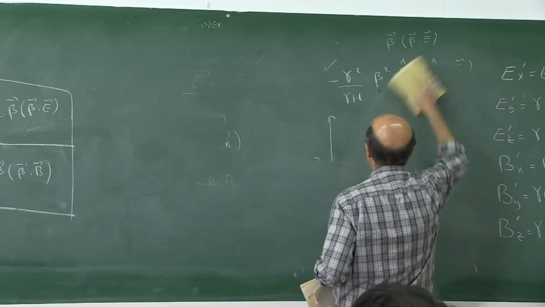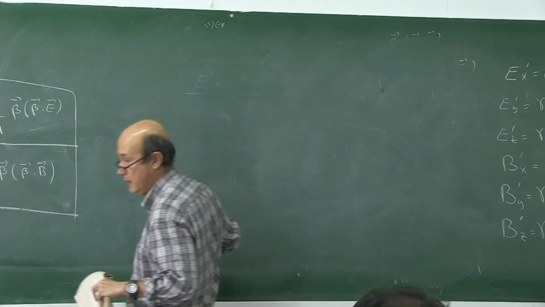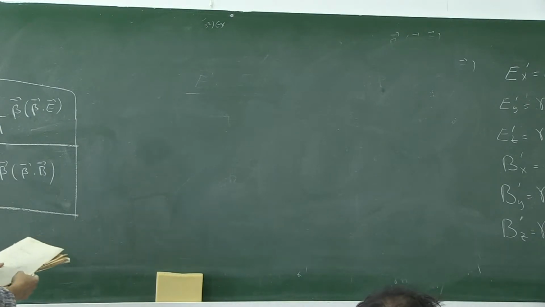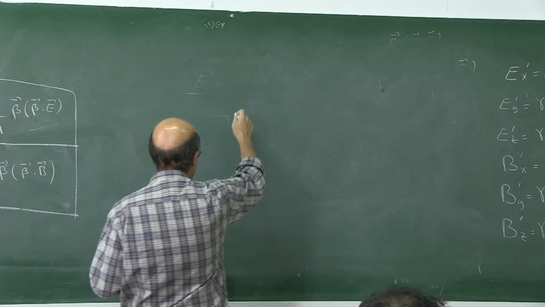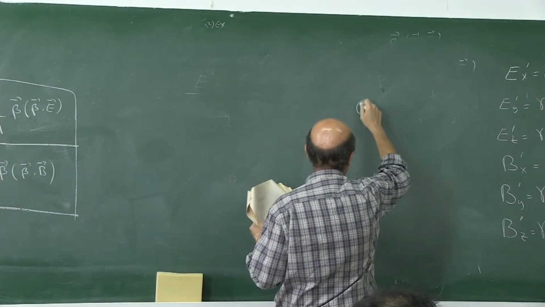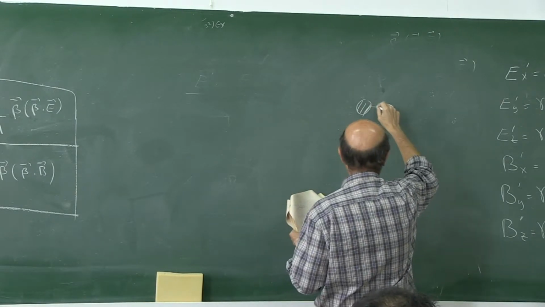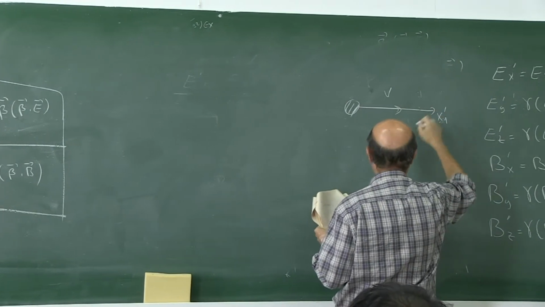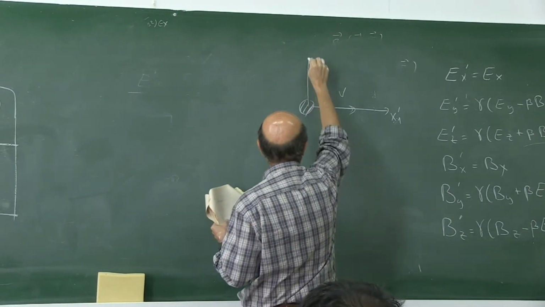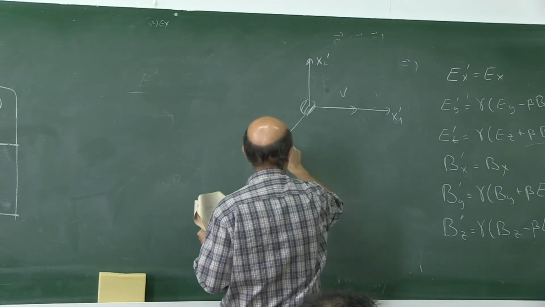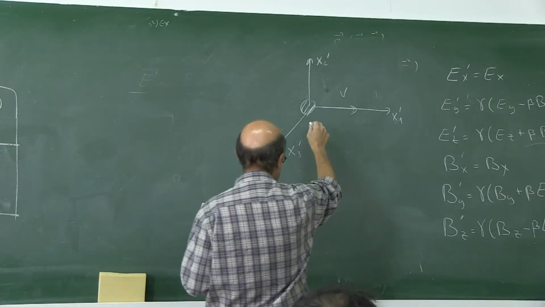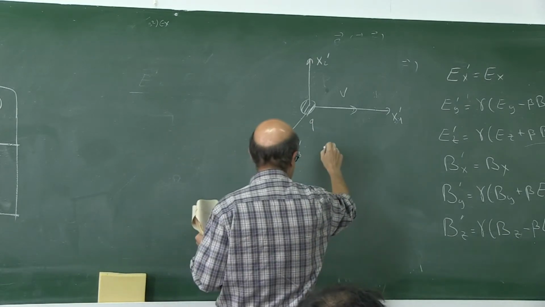So the electric charge will move with constant velocity. It is not accelerating. We will study the fields of the accelerating charge next time, maybe a couple of weeks later. So this situation is the following. Let's say a charge is moving with velocity v along x1 prime. Let's say this is x2 prime and x3 prime is outside the blackboard. Charge is moving with constant velocity, and this is the k prime frame.